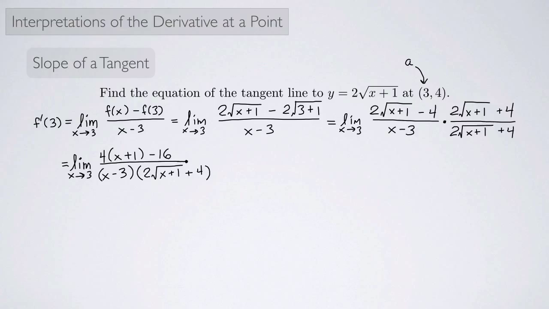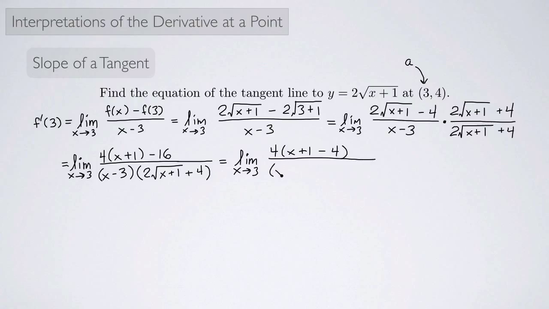Okay. And so what happened here? I have a 4 that I can factor out of the top. Let's do that. I still have my limit, haven't taken the limit yet. And I have a 4, and then what would be left over? I would have an x plus 1 left over minus 4 up top.